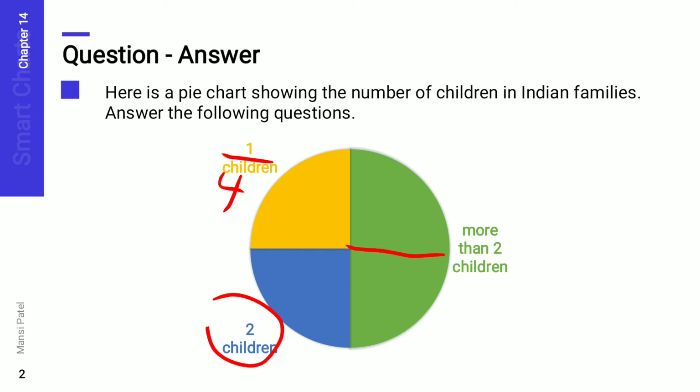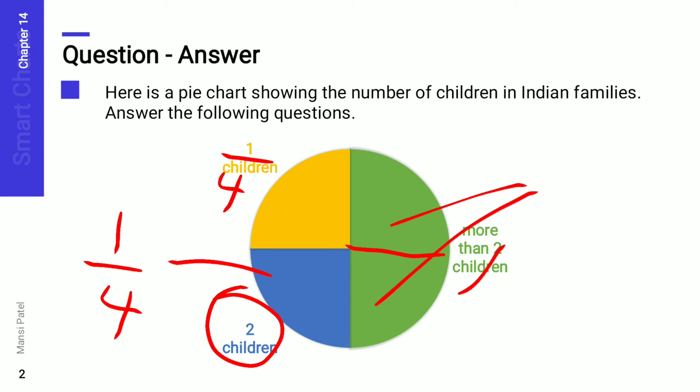Then what about these 2 children? What is the fraction of this? That is also 1 by 4. And what is the fraction of more than 2 children? This part occupies this 1 and 2. Two parts are there. Therefore, the occupied parts you have to write down in the numerator and the total parts you have to write down in the denominator. So there are two parts. So we can say that the fraction for more than 2 children is 2 by 4.